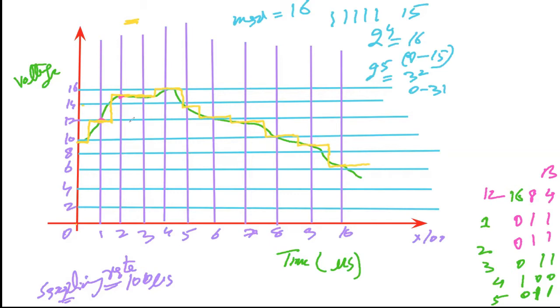If my sampling rate is less than 100 microseconds, let's say my sampling rate is 50 microseconds, then the accuracy will be more.